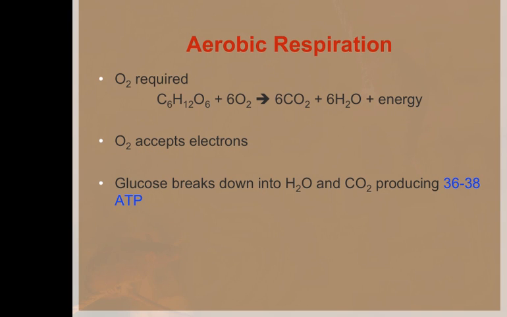Cellular respiration is the process, and we'll talk about three types of cellular respiration, starting with aerobic respiration. Aerobic respiration, as the name implies, is a chemical process in which oxygen accepts electrons. Glucose is broken down into water and carbon dioxide, and 36 to 38 ATP are produced.